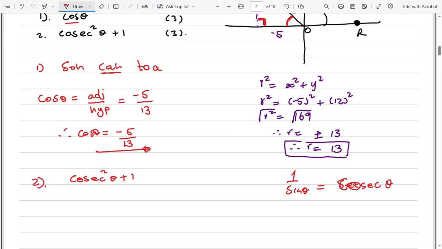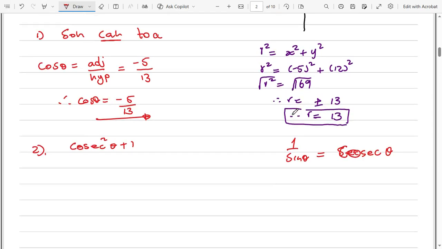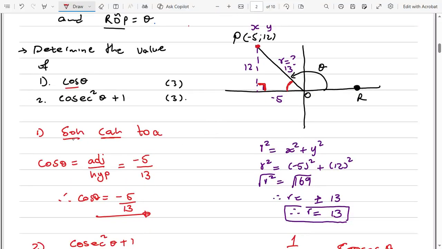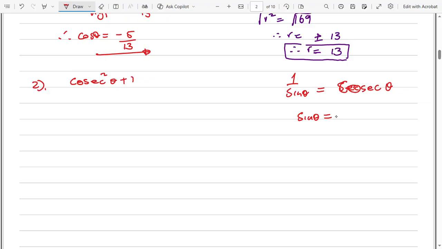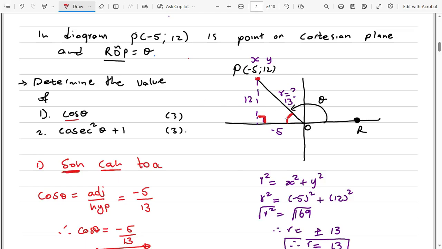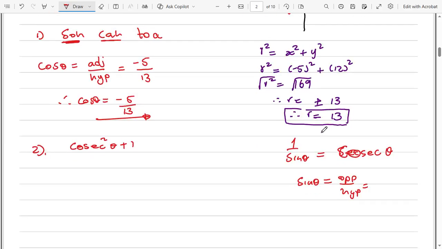Cosec theta. First thing first, you know what you need to do? Find sine theta first. Using the diagram, sine theta is opposite over hypotenuse. Then you go on your diagram and check what your opposite is. Remember, if this is the angle, this is my opposite, this is my adjacent, right? So your opposite is 12 over hypotenuse, which is 13. So sine of theta is 12 over 13.